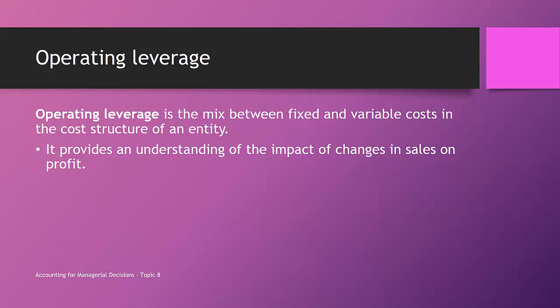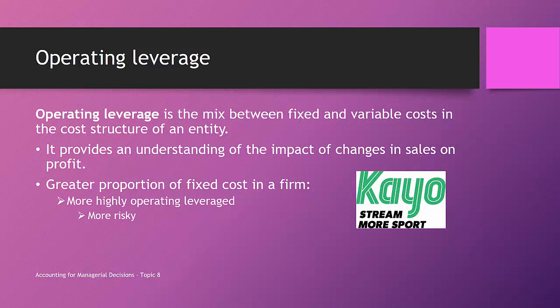Operating leverage is the mix between fixed and variable costs in the cost structure of an entity. This is just a higher level introduction, so we won't get into a huge amount of detail with it. But what it does is help you understand how changes in sales affect profit. And what it's really getting at is, do you have more fixed costs as a proportion of your total costs, or is it more variable?